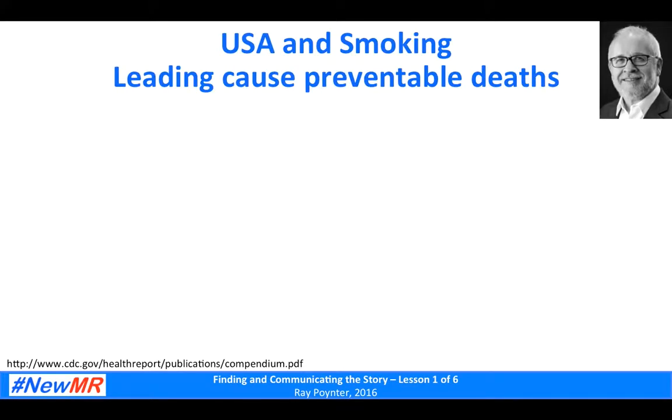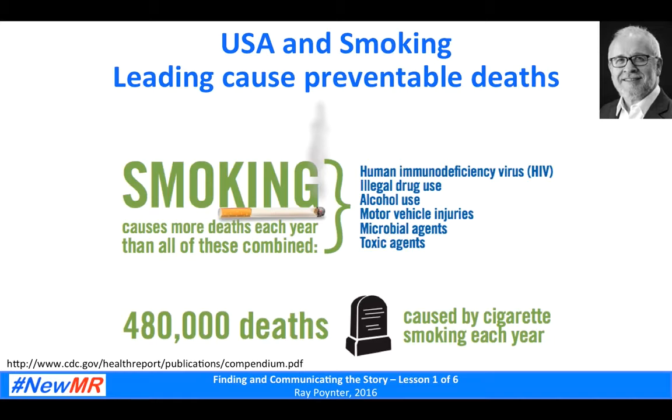So we process the data differently, we extract a different piece of it, and now we're supporting a different message within the data. We can see the same thing going on in this data from the CDC in the United States. USA and smoking. It's a leading cause of preventable deaths. How can we bring that alive from the data? And two things here on this report from them. The first is that smoking causes more deaths than all of the following combined: HIV, illegal drug use, alcohol use, motor vehicle injuries, microbial agents and toxic agents. And we also have the comparison with zero: 480,000 deaths, tombstone, caused by cigarette smoking each year. So we're comparing 480,000 deaths with zero. Again, a powerful way of bringing that message forward.